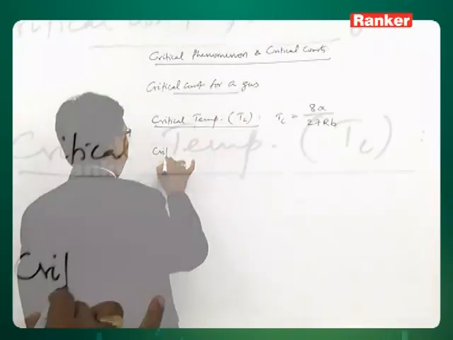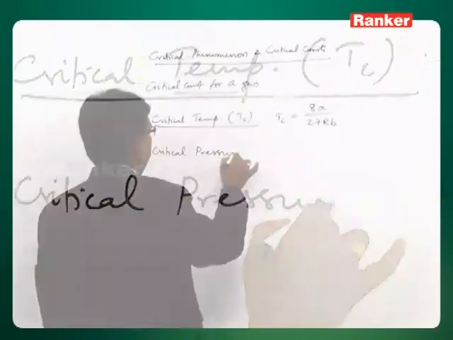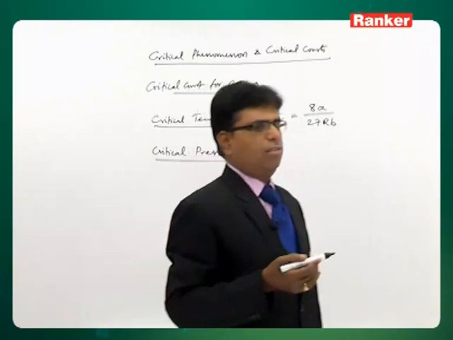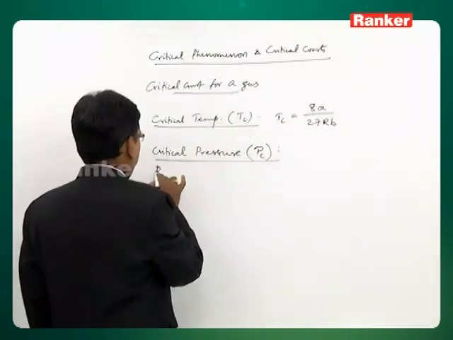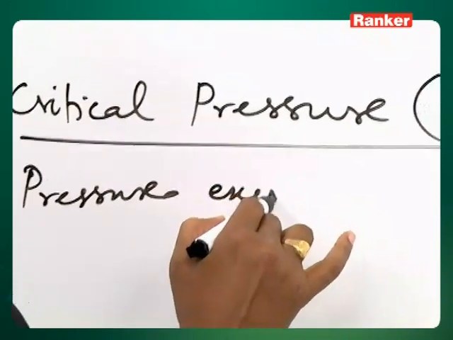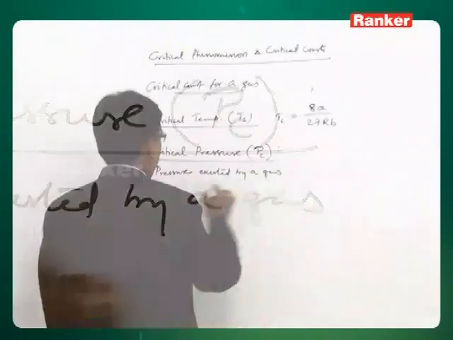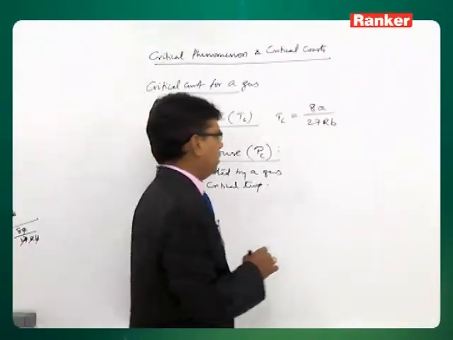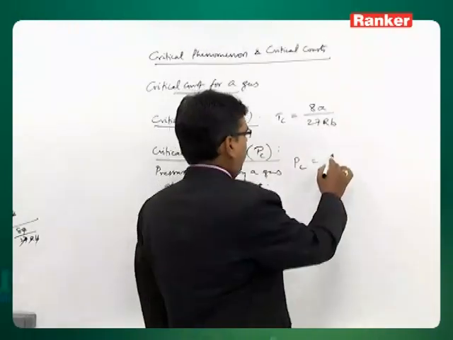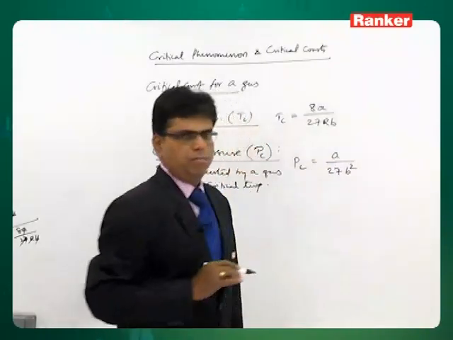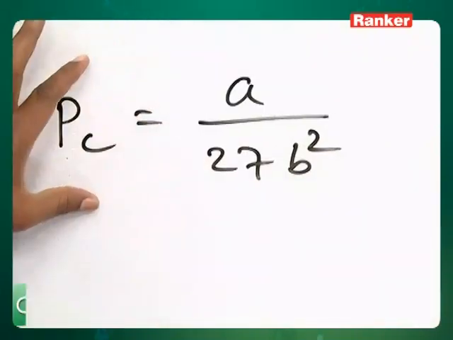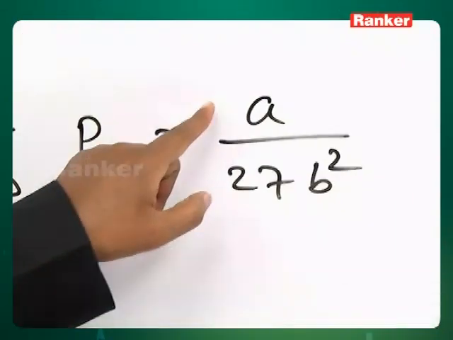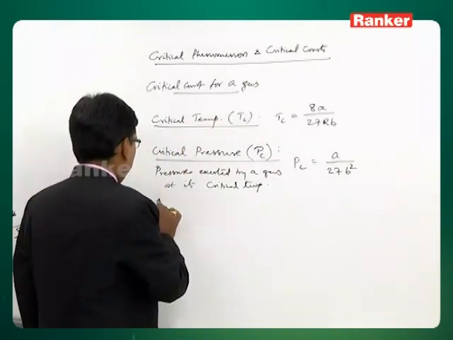Then what is critical pressure? Critical pressure is nothing but the pressure exerted by a gas at its critical temperature. The critical pressure Pc is equal to A by 27B square. This is the formula. Of course, all these formulae are derived formulae. Pc is equal to A by 27B square.